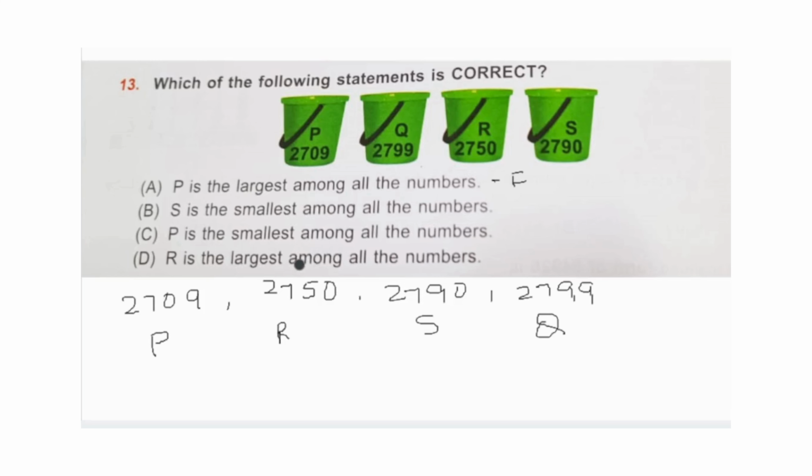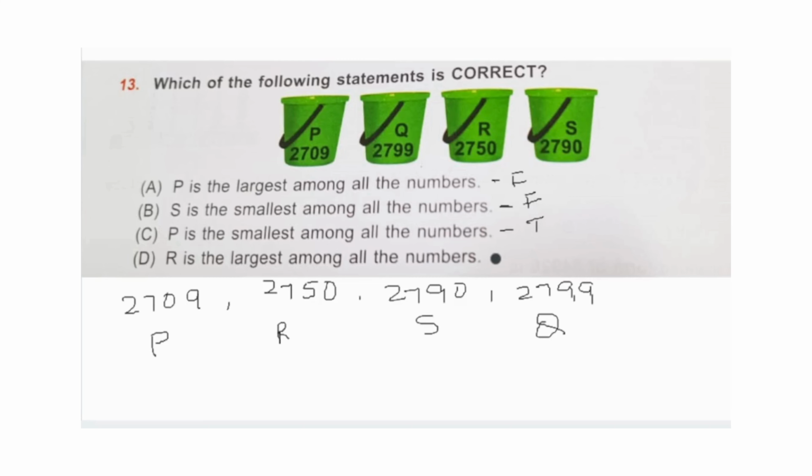If you see S, the value of S is 2790, which is not the smallest of all, because the smallest of all is P, 2709. So this statement is also false. Now let's go to option C. P is the smallest of all numbers. The value of P is 2709, which is how we started our ascending order, which is a correct statement. So this is going to be true.